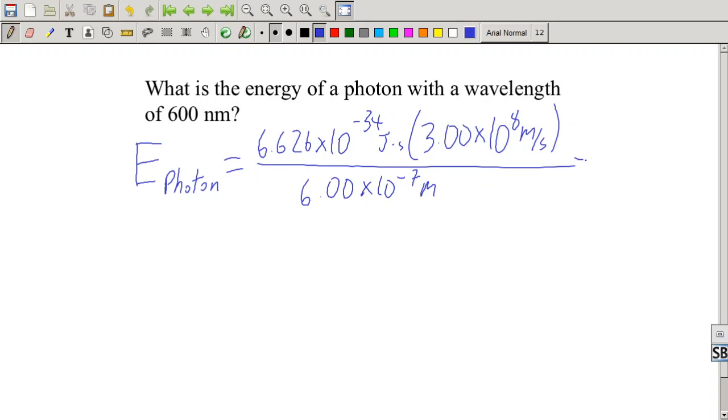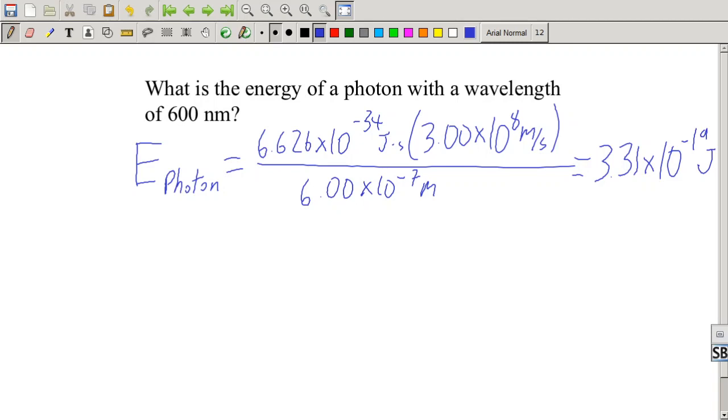So what is the energy of this single photon? It's not going to be a very large number. 3.31 times 10 to the negative 19. And the units are going to be joules. So a single photon of red light does not have a lot of energy, at least when you think about it on the human scale.